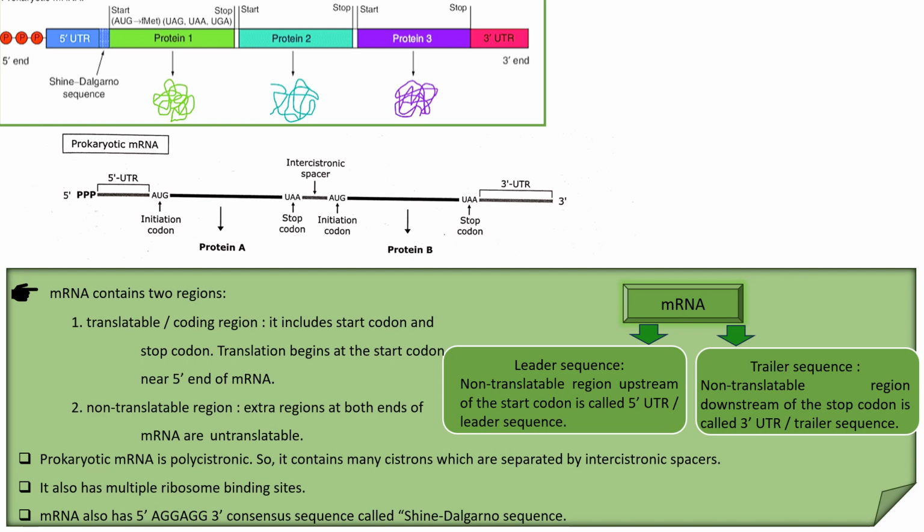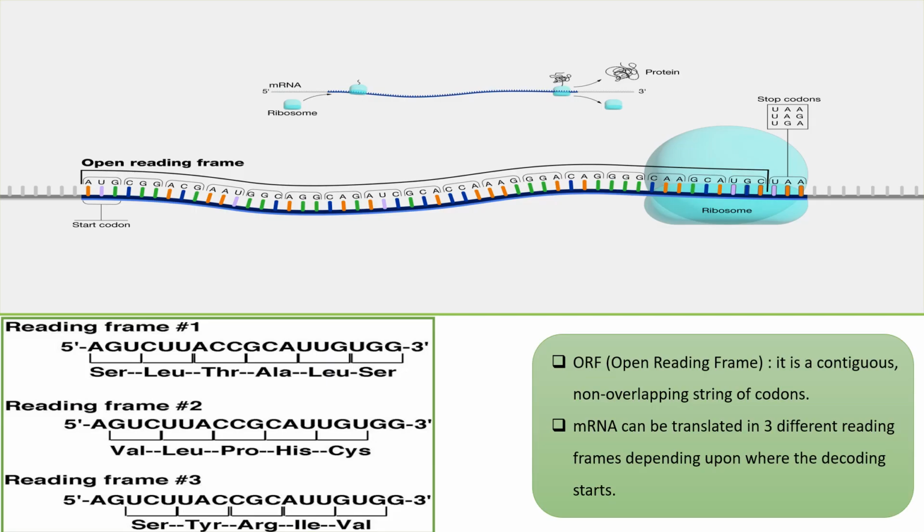Another important thing, each mRNA contains a contiguous and non-overlapping string of codons known as open reading frame. This is the mRNA strand and this is the triplet codons. These are the triplet codons.